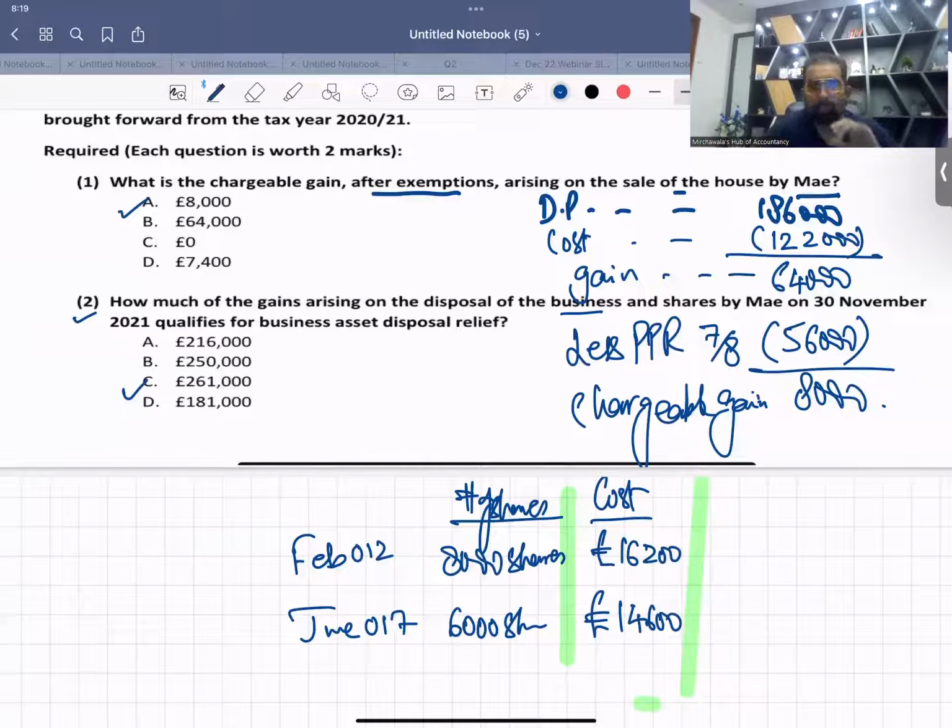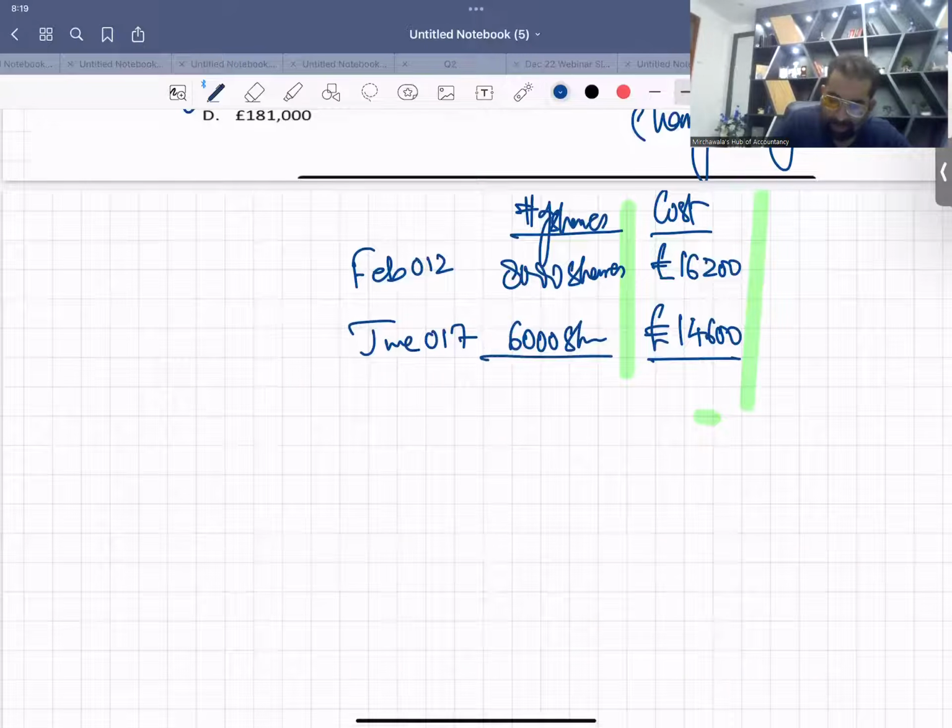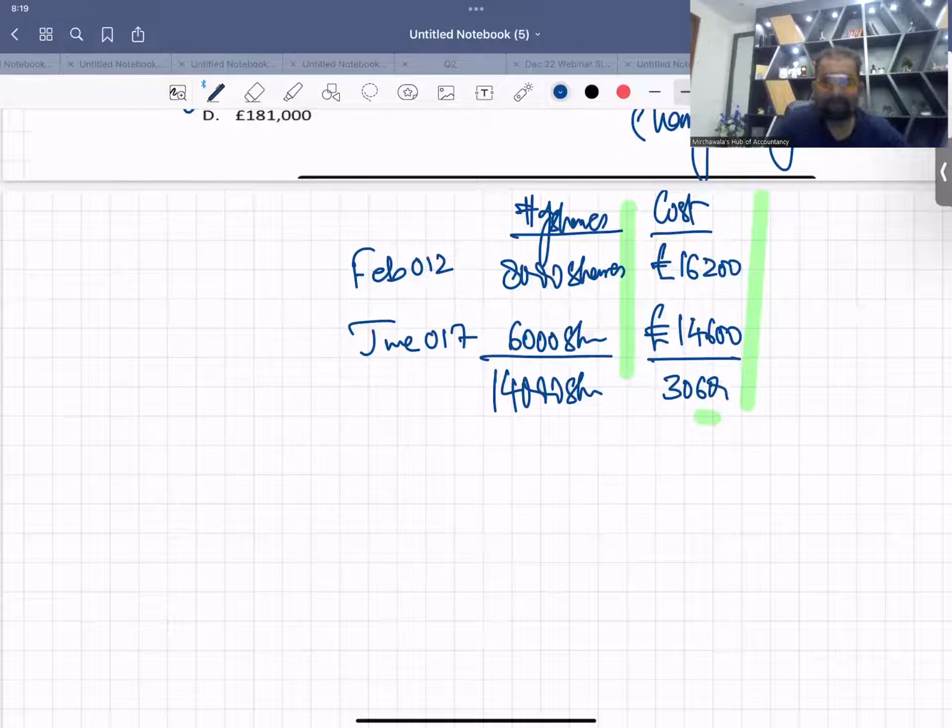Okay, this is the pool for old shares. 8,000 plus 6,000, so 14,000 shares were in the pool. The cost of these was 16,000 plus 14,600, which is 30,600. Now, tell me, students, how many shares do we need to take out from the pool? 8,000 shares. So you will remove 8,000 shares.